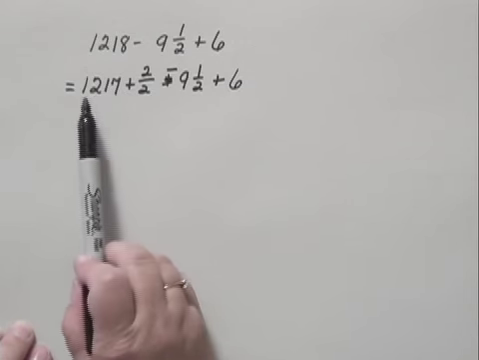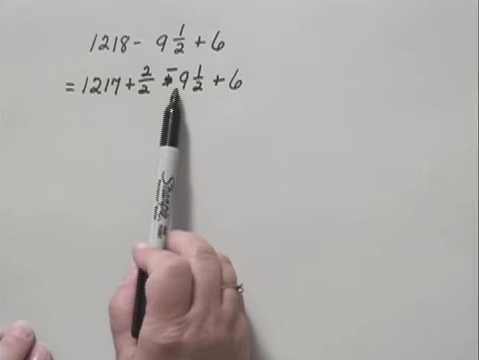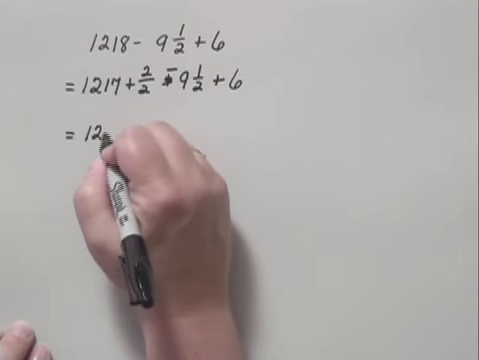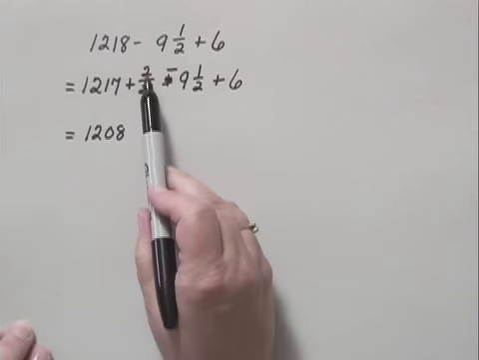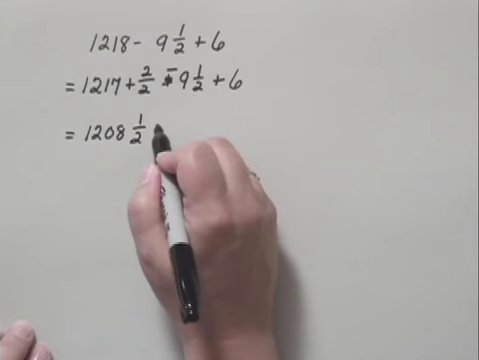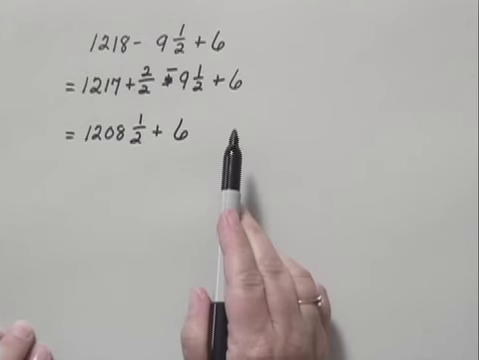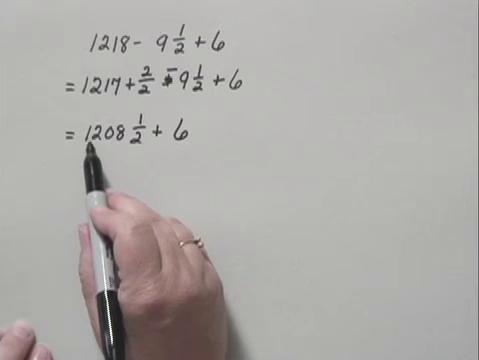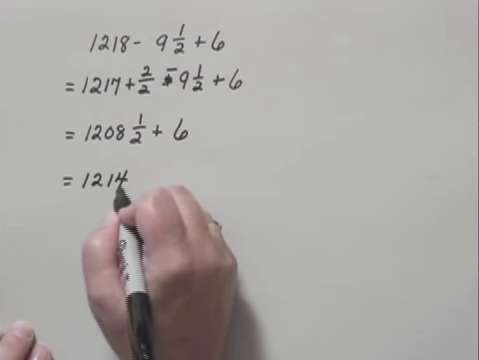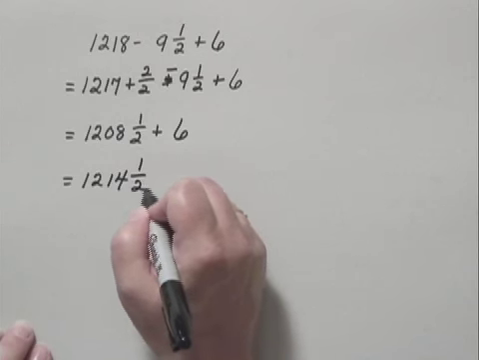And when I do the subtraction, I have 1,217 minus 9, which gives me 1,208, and then 2/2 minus 1/2, which gives me 1/2, plus 6. Adding 1,208 and 6, I have 1,214 and a half as an estimate.